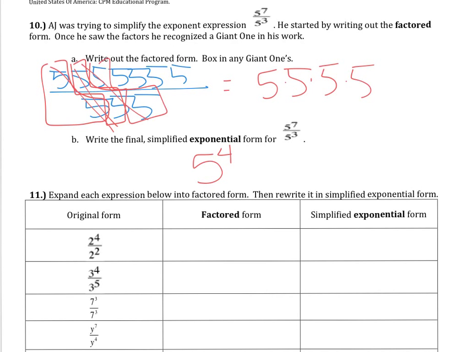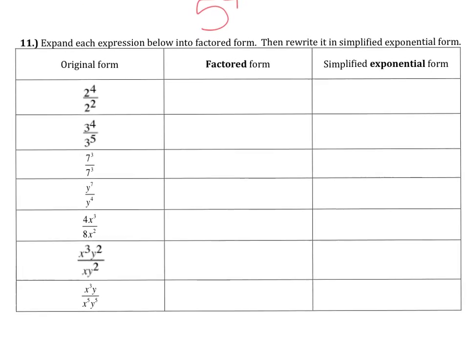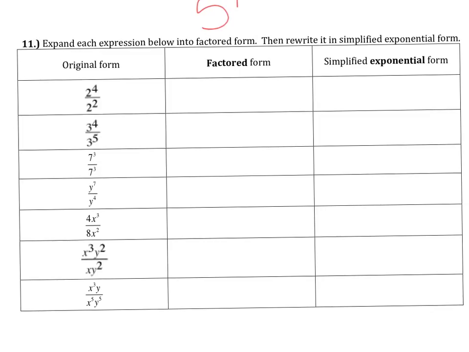So we're going to take a look at number 11, which has a chart, and we're going to factor it out and then write the simplified exponential form. So in the first one, we have 2 to the 4th over 2 squared. So that's 2 times 2 times 2 times 2 over 2 times 2. So if we simplify, make the giant 1, we're going to be left with 2 squared left over.